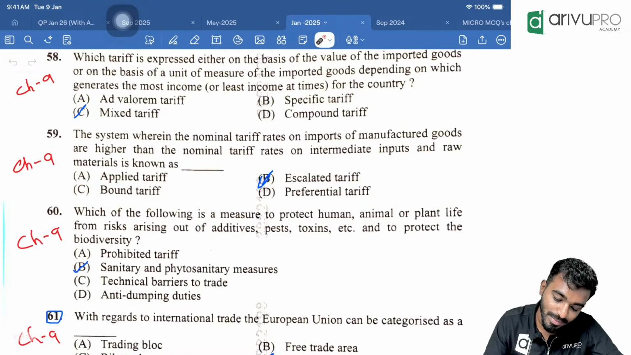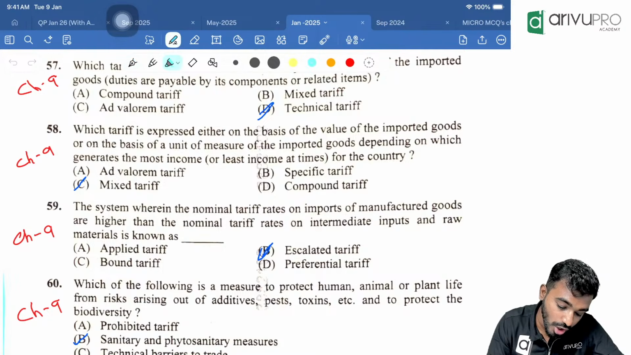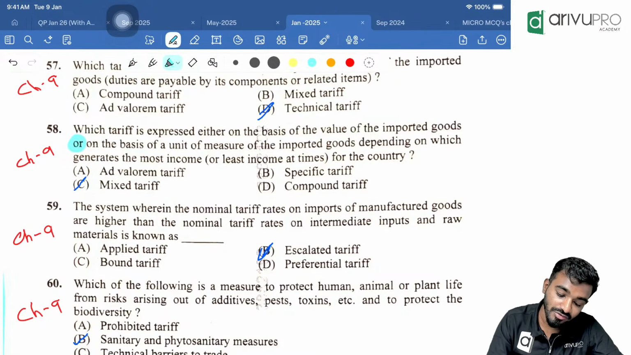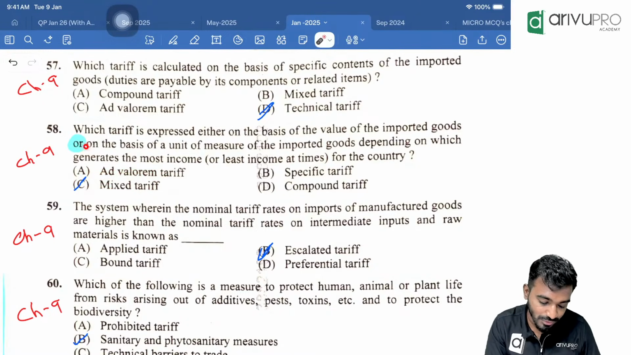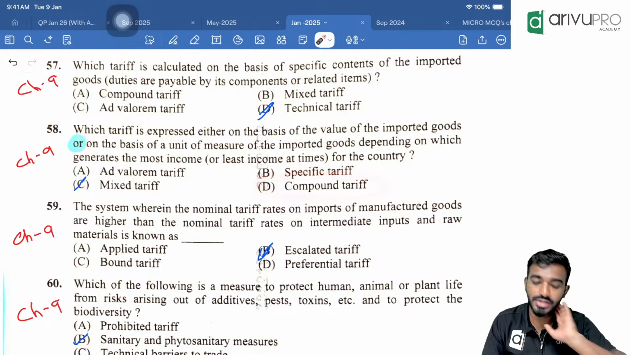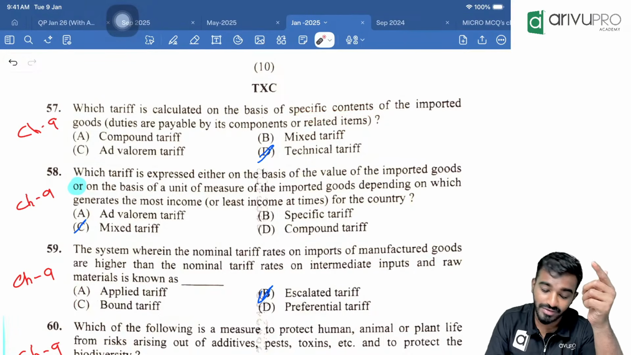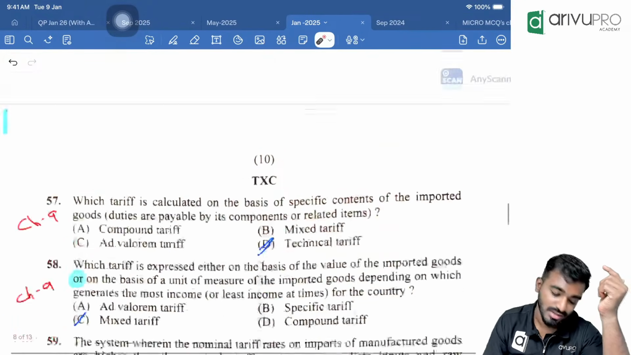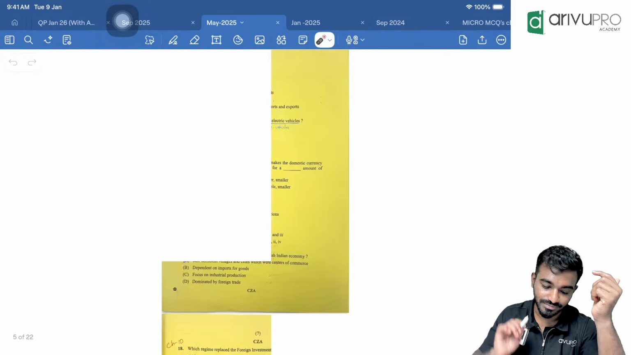The system where the nominal rate of tariff on importing manufactured goods is higher, and on raw material and intermediate goods is lower: escalated tariff. A tariff rate that is expressed either on the basis of value or on the basis of unit of measurement, whichever brings higher revenue to the government, is called mixed. If instead of 'or' there was the word 'and', compounded tariff. Next, which tariff is calculated on the basis of specific contents, different spare parts, different tax? Technical tariff. That's it. So these are the questions. So Jan 25 is done.